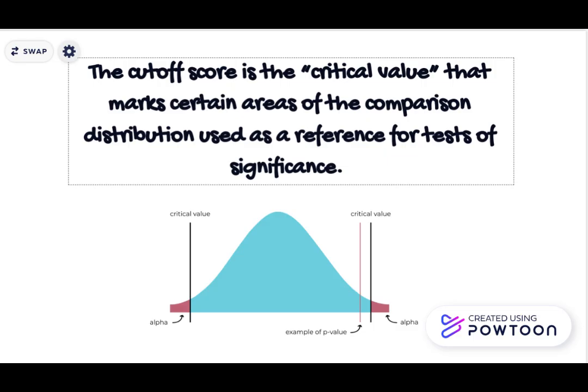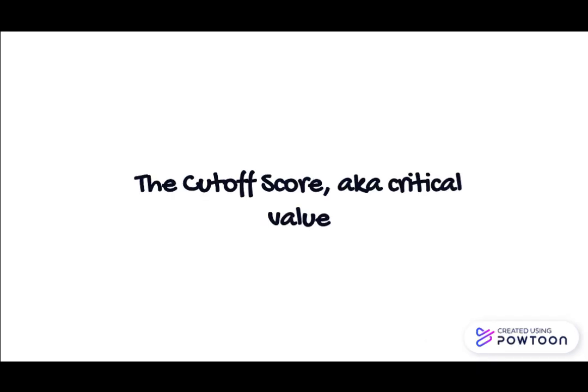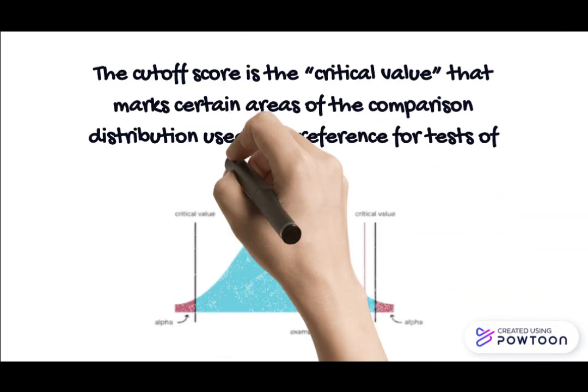Now let's learn about the cutoff score, aka critical value. The cutoff score is the critical value that marks certain areas of the comparison distribution used as a reference for tests of significance. And this depends on the tails. We're going to see more about tails soon in this video.